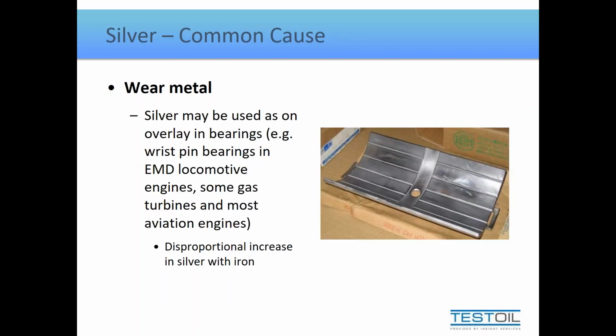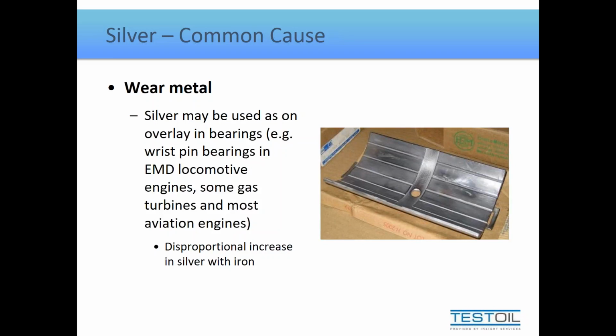Now, silver, the last one on our list, is very unique. Silver is not used in too many applications, partly due to cost, partly due to it's only used where its specific properties are needed. So it has been used in overlay for bearings in EMD locomotive engines, and it is used in some aviation applications. One of the big reasons that it's used is it has a run-dry capability, meaning it's possible to use this metal and prevent significant wear even if it's running dry. So that's why it tends to be used in the aviation industry.